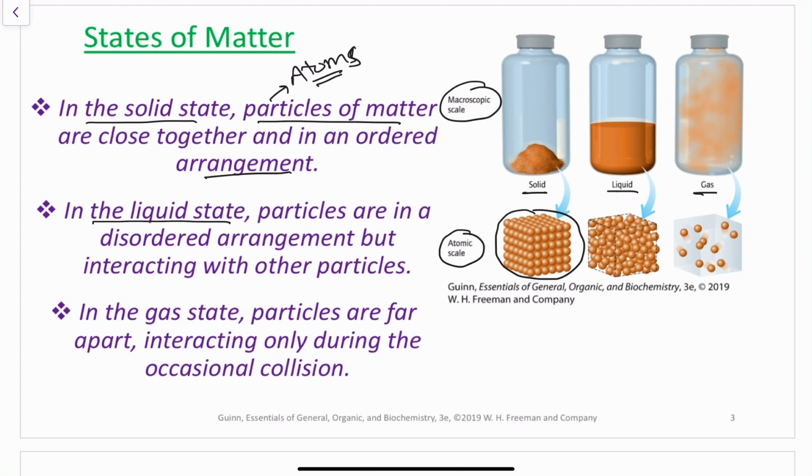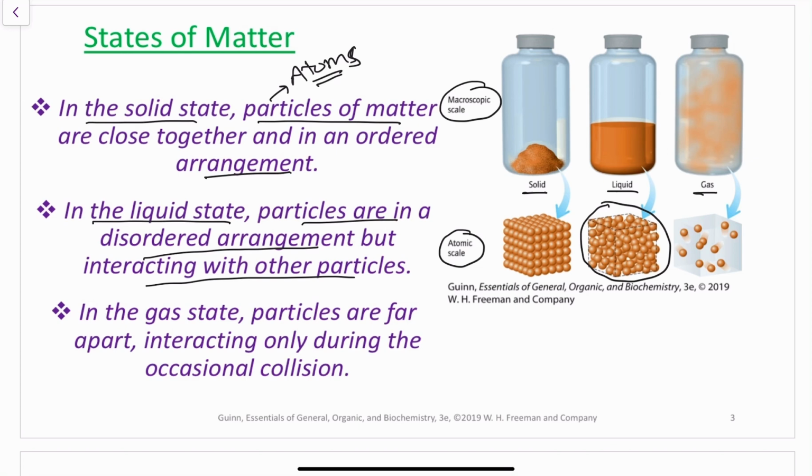Whereas in the liquid state, particles are in a disordered arrangement but interacting with other particles. For example, in the liquid over here, the atoms or particles are still close to each other but not as close as they are in the solid. So they can move around each other, but they are still interacting somehow. That's why water or a liquid can flow.